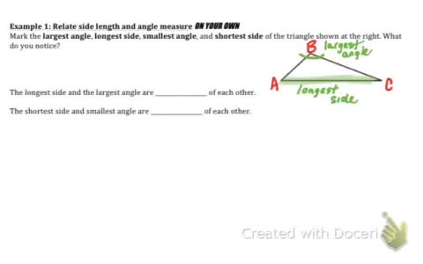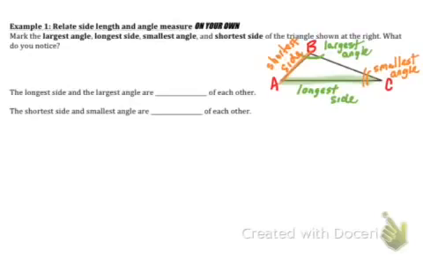So we got the largest angle, longest side. What's the smallest angle? We have a competition between angle A and angle C. Angle C definitely looks more narrow, or more acute, than angle A, so I'm going to say angle C. And then the shortest side, if we were to compare AB and BC, AB would take the cake. So the smallest angle would be angle C, and the shortest side would be AB. What do you notice?